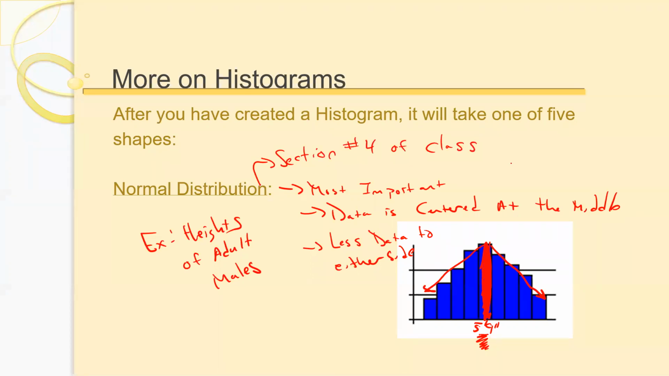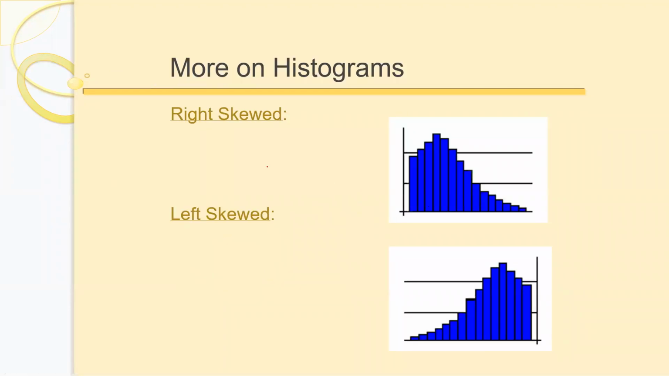We're going to spend a lot of time talking about the properties of this, and there end up being a lot of really cool statistical theories from this. Then you can have what's called right skewed and left skewed. Right skewed looks like it has a tail that shoots off to the right, and left skewed looks like a normal distribution, but it has a tail that shoots off to the left.